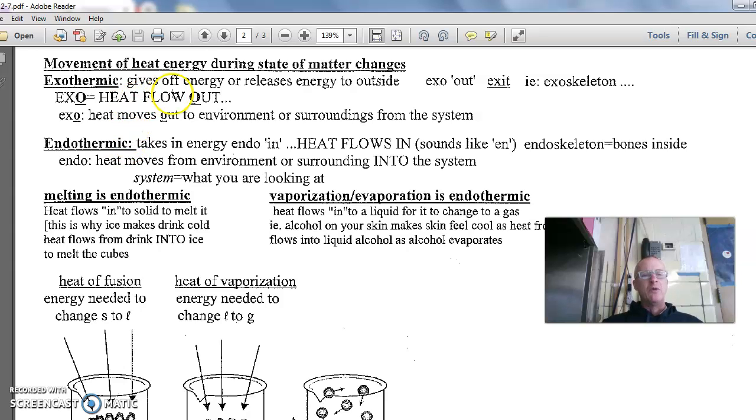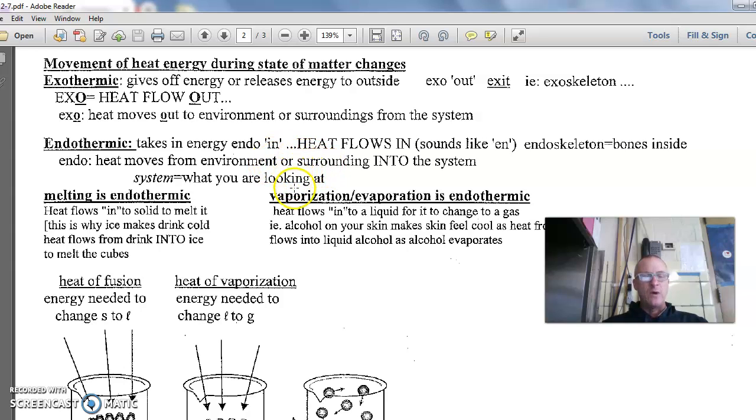Endothermic, and we're looking at the movement of heat. When you have to add heat into it in order to get it to occur, it's called endothermic. Endo, think of in, or endoskeleton is on the inside. You would need to move heat from the environment into the system. So to get a solid to change to a liquid, you would add heat into it. To get a liquid to go to a gas, you would add heat energy into it. Endo, adding energy into the system.